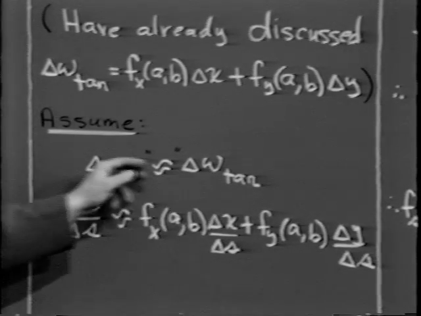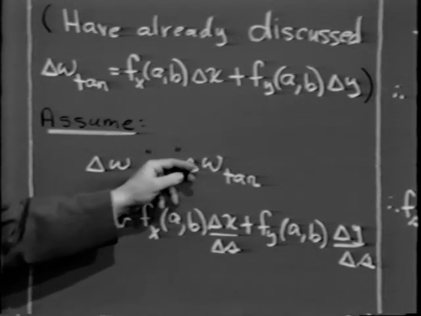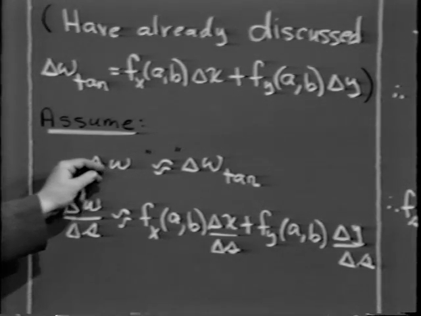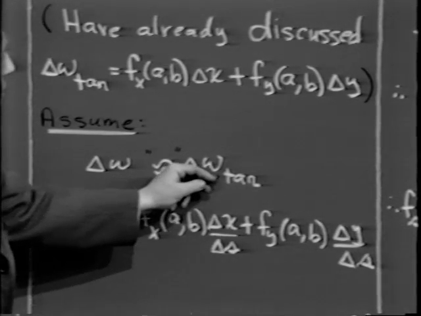So this is really a very strong assumption that delta w is determined pretty closely by delta w tan. And it turns out to be almost universally true, and we're going to save that part, as I say, for the end. But for now, let's suppose that we are allowed to replace delta w by delta w tan.